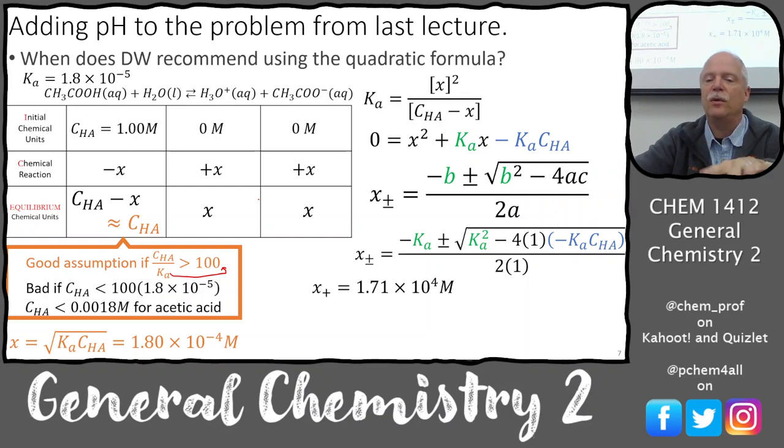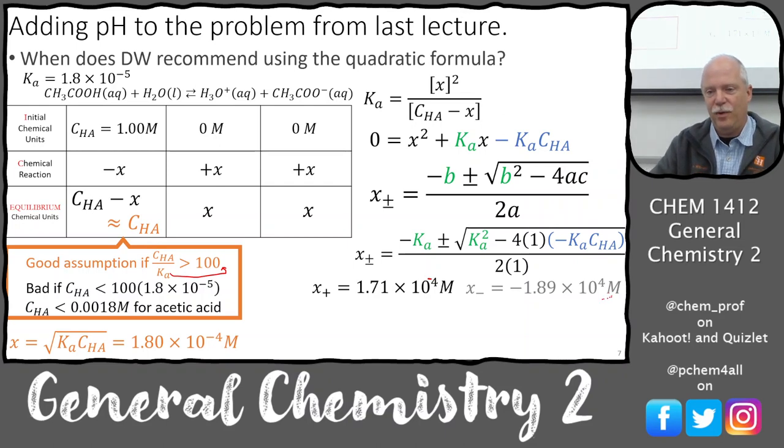The positive root is 1.7 times 10 to the minus 4. Oh, it should be negative fourth. Put a minus sign there. And negative 1.89 times 10 to the minus 4. Okay. Now, notice that one's kind of grayed out because that's the nonsense root. That would mean I have like negative concentration in terms of acid. So let's look at this positive root. It's pretty close to the 1.8.